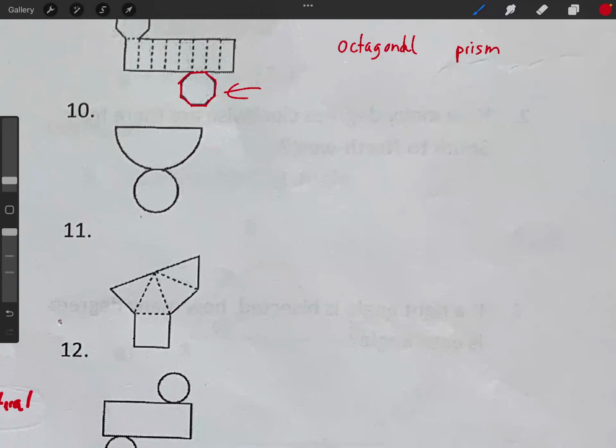Okay, this shape is supposed to be drawn like this, so it's drawn incorrectly. This part we don't want, we don't want this part. It's supposed to look like this.